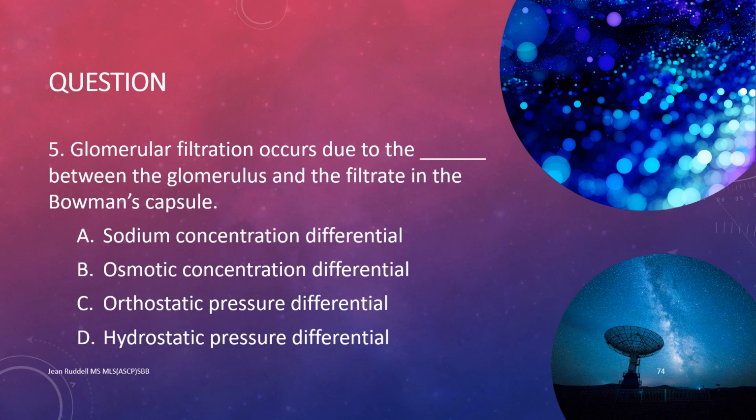Question 5. Glomerular filtration occurs due to the blank between the glomerulus and the filtrate in the Bowman's capsule. A. Sodium concentration differential. B. Osmotic concentration differential. C. Orthostatic pressure differential. Or D. Hydrostatic pressure differential. The answer is D. Hydrostatic pressure differential.